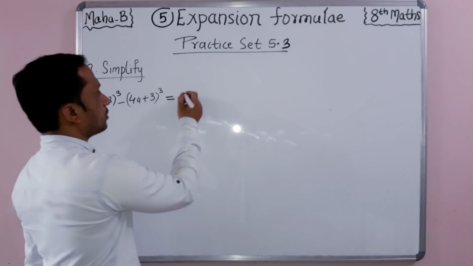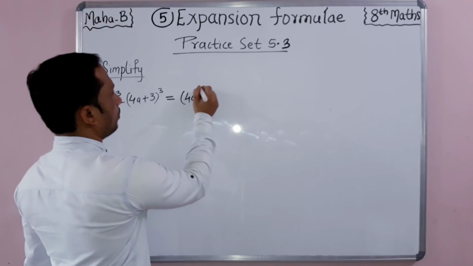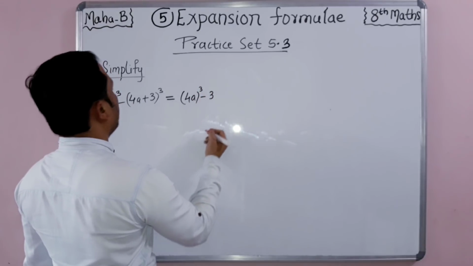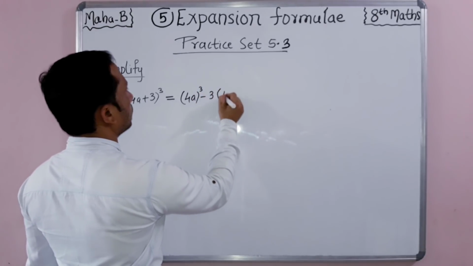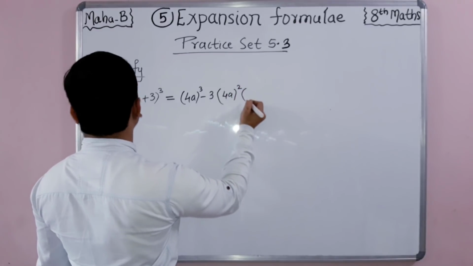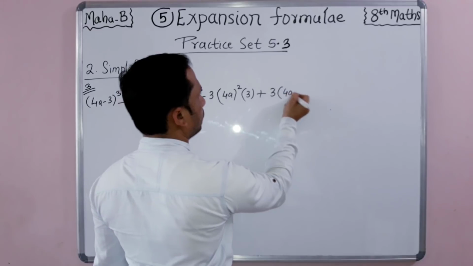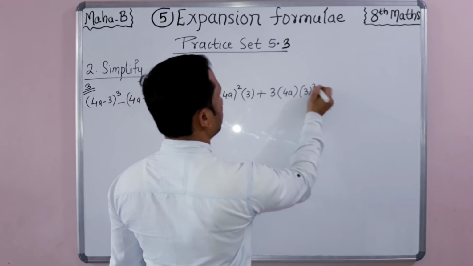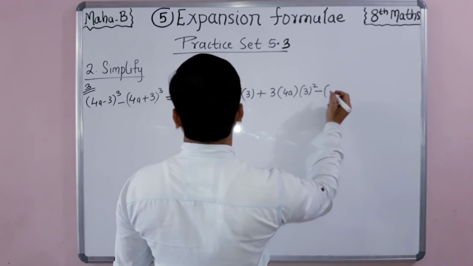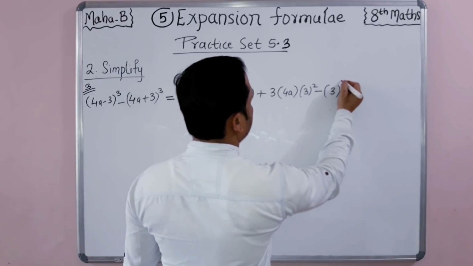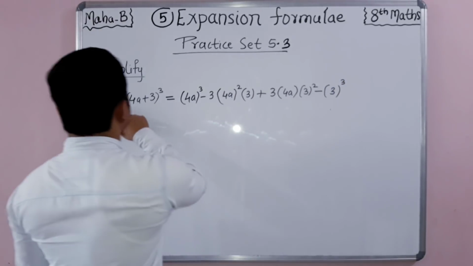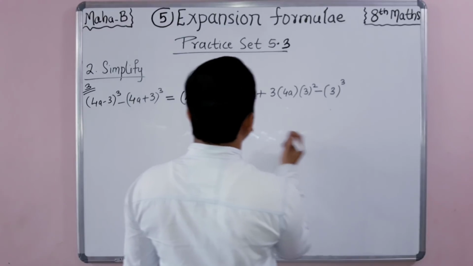So first number's cube, 4a cube is there, minus 3. Then you know that the first number square, 4a square is there, into second number that is 3, plus 3 first number into second number square, 3 square is there, minus second number's cube. Now see students, here is the minus sign, so put that minus sign and solve it.